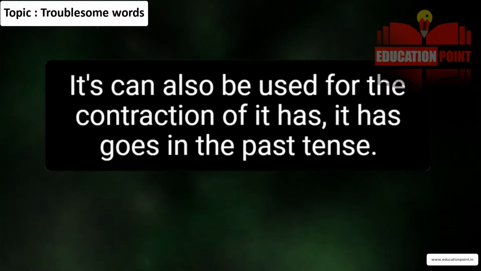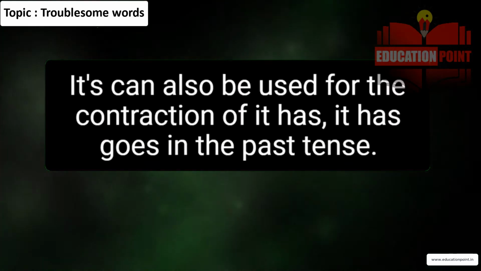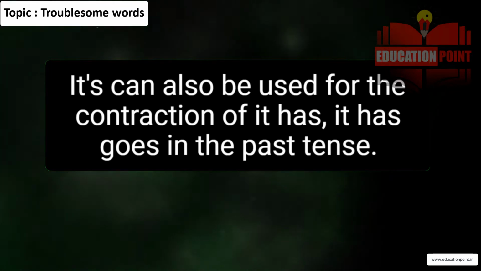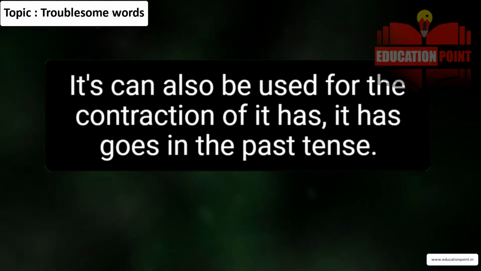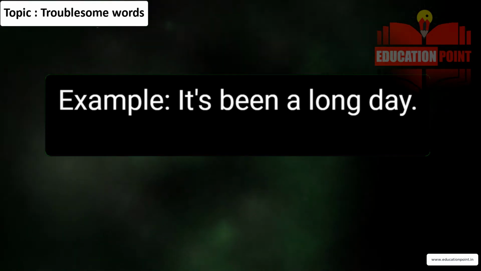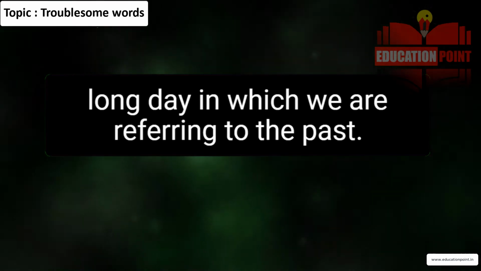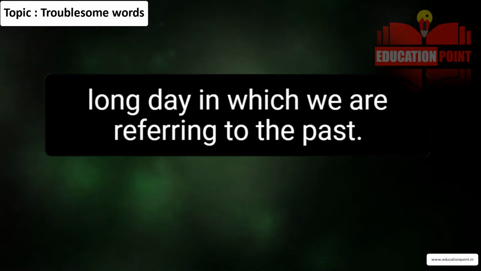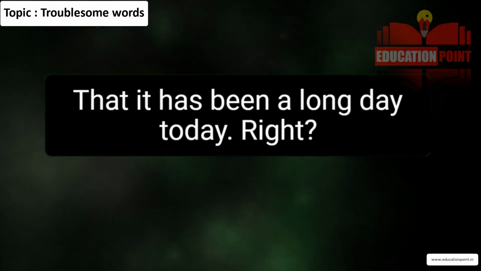It's can also be used for the contraction of "it has". "It has" goes in the past tense. Example, it's been a long day. Or it has been a long day, in which we are referring to the past, that it has been a long day today, right?